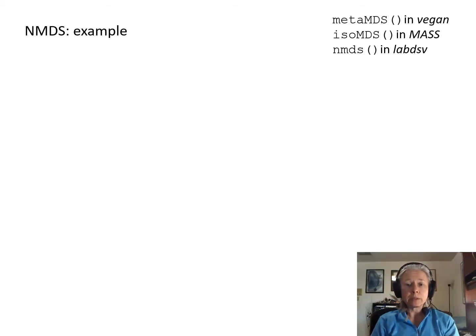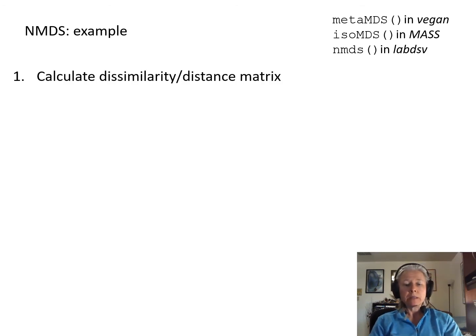Okay, so now let's go through an example of NMDS. In the online lesson, I talk about 3 different commands and packages that you can use to do NMDS. One is metaMDS in vegan, there's isoMDS in MASS, and there's nmds in labdsv. And we'll have examples of all of these. For any of these, the first step is for you to calculate a dissimilarity or distance matrix. And so what you have to do is then make a decision, what distance metric should I use?